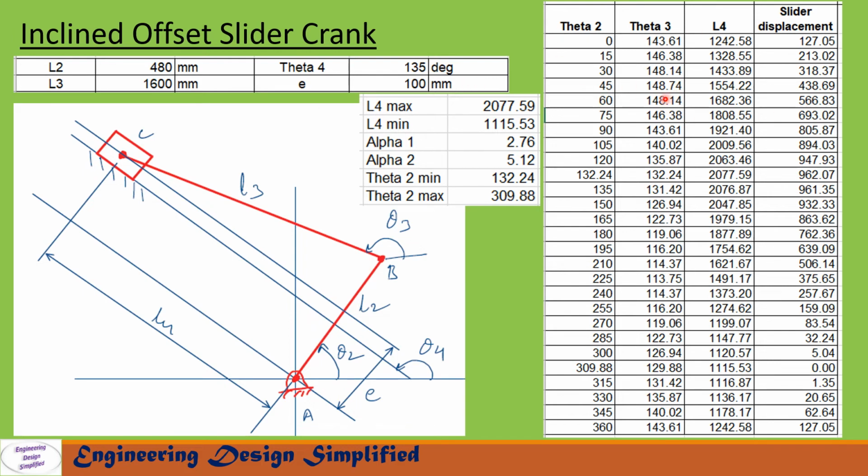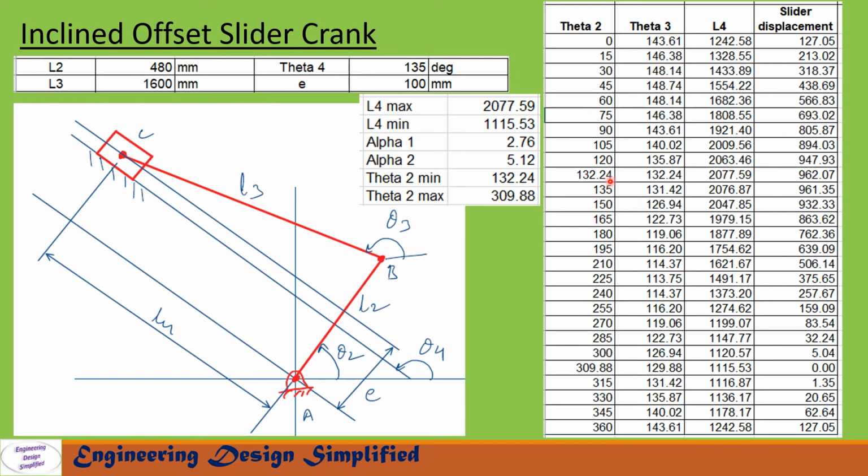So in this spreadsheet, we have written theta 2 from 0 to 360 at an interval of 15 degrees, and in this column we have calculated theta 3 from the equation discussed in the previous slides. Similarly, in this column L4 is calculated.